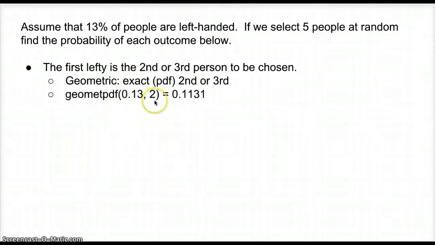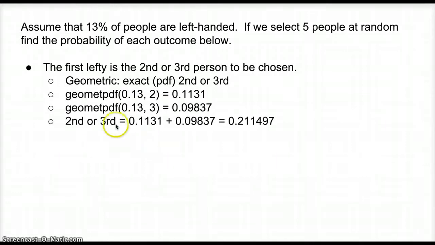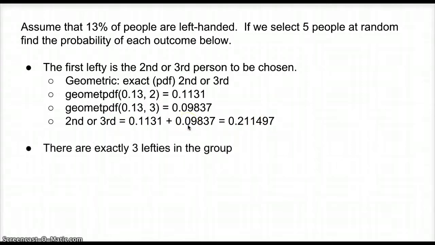So I need to find the one for the 2nd person, the one where the 3rd person is chosen, and then we're going to add those 2 together because it's 2nd or 3rd to get a probability of 0.211497. All right, the next problem we have is there is exactly 3 lefties in the group.